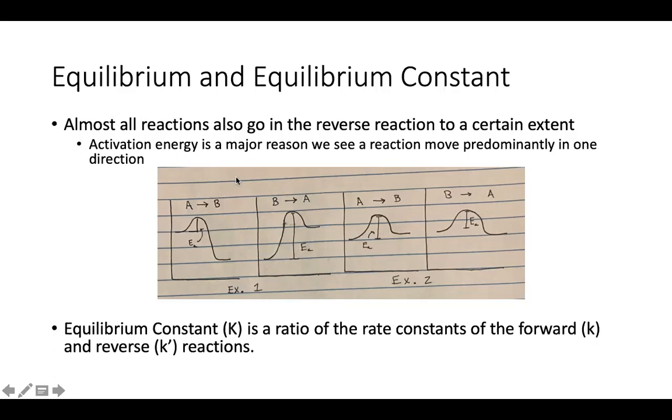And so in example 1, we are going to see that the forward reaction is highly predominant, or highly favored, while the reverse reaction, because of the giant energy barrier, will barely occur at all, okay? There are other examples, though, where this difference isn't as extreme. So let's look at example 2.